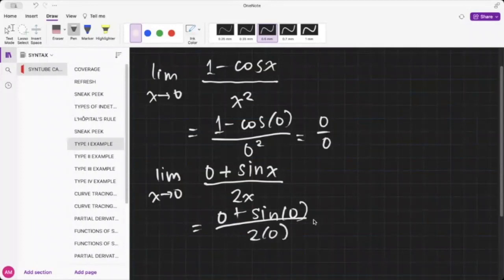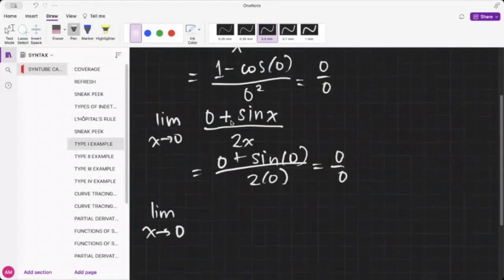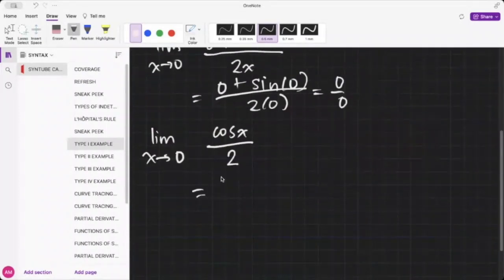If we evaluate the limit, 2 times 0, 0 over 0 na naman. So we have to keep doing L'Hopital's rule hanggat makakuha tayo ng number or infinity. So ano yung derivative ng sine x? That's just cosine x. Divided by, ano yung derivative ng 2x? That is 2. So if we evaluate that, cosine of 0 over 2, cosine of 0 is 1.